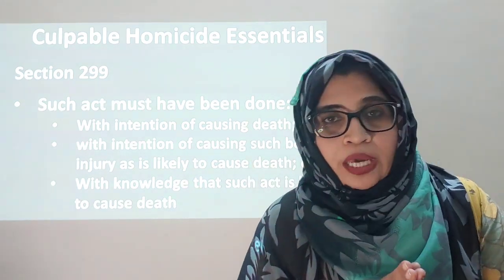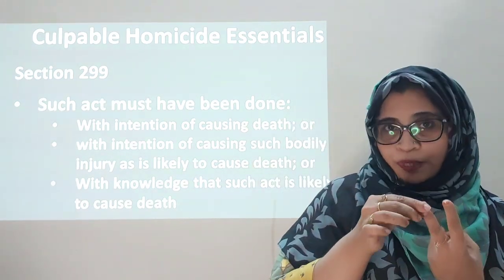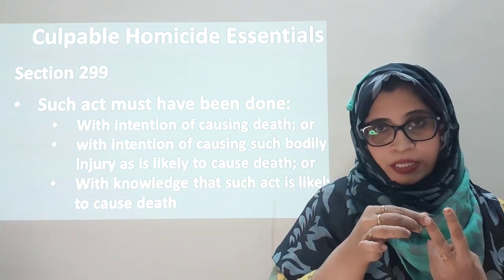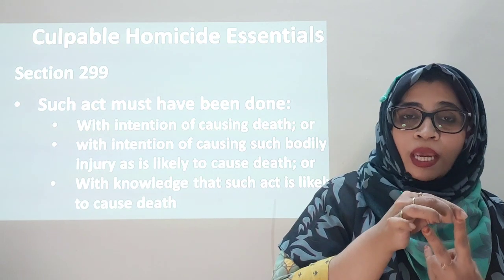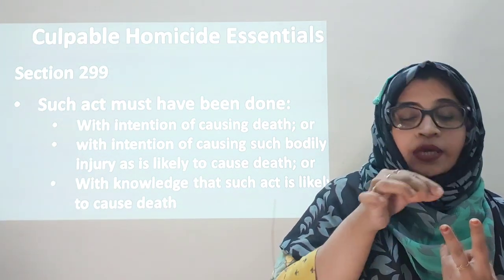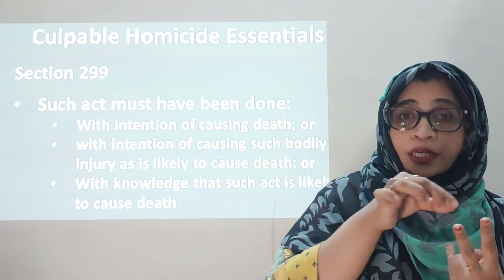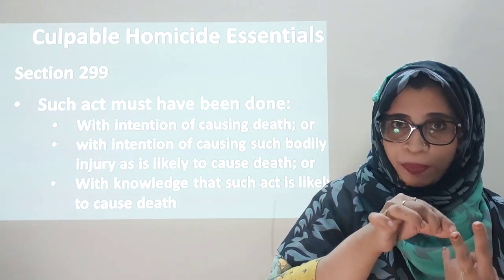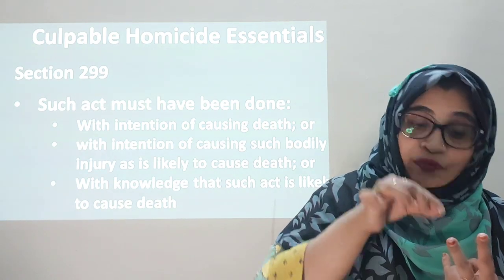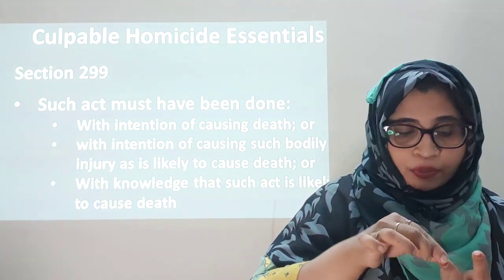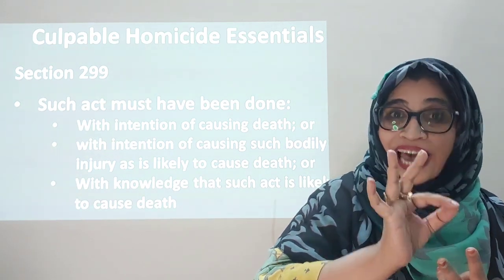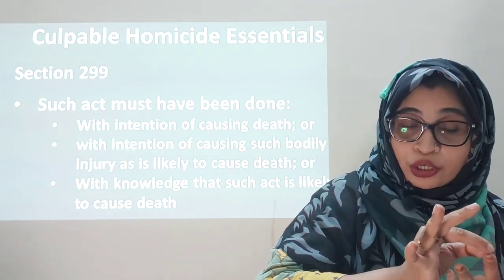Now I will take one example. Here we have two persons. A is the offender, B is the victim or the deceased person. A blows on the stomach of the victim, B. A caused the injury to B on the stomach. With that injury, B died. So here A has an intention to cause bodily injury.